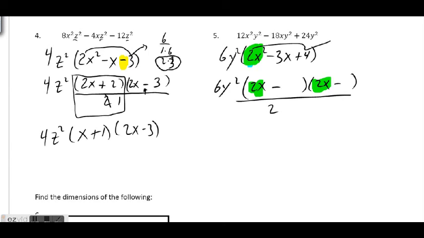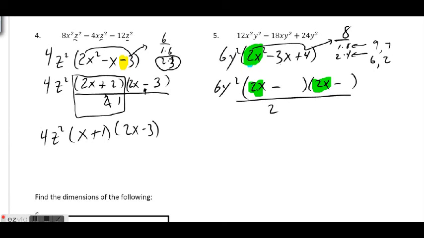2 times 4 gives me 8. And factors of 8: 1 and 8, 2 and 4. Well, neither one of those pairs is going to give me 3. 1 plus 8 gives me 9. 8 minus 1 gives me 7. 2 plus 4 gives me 6. 4 minus 2 gives me 2.